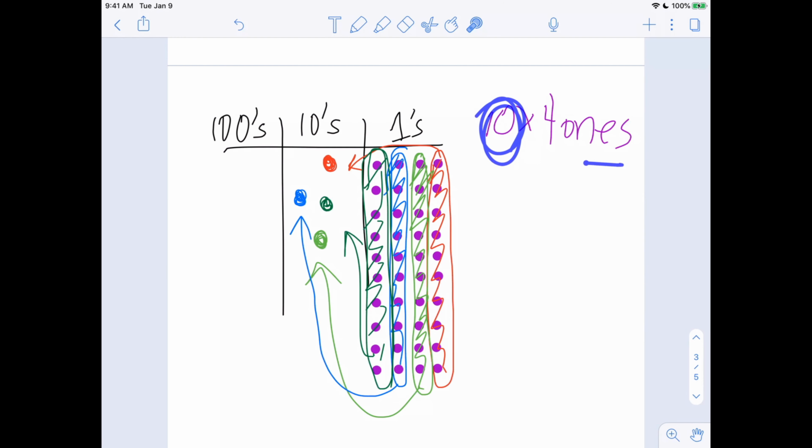So 10 copies of 4 ones ends up looking like this, but then we can exchange it for 4 tens. So 10 copies of 4 ones is the same as 4 tens, all right? And that is the beautiful thing.